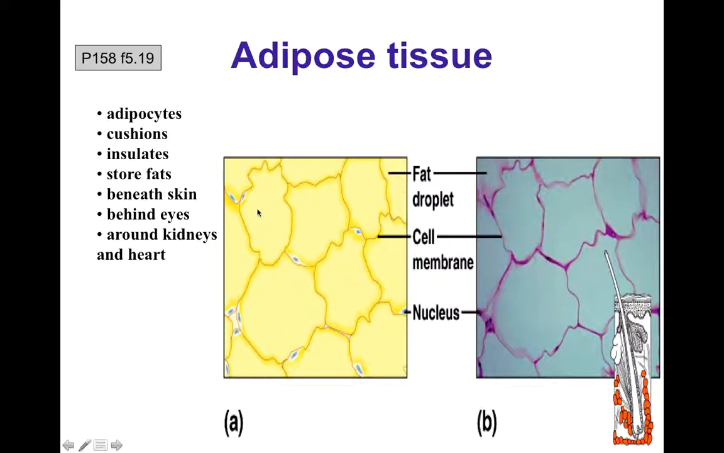Adipose tissue: the cells are called adipocytes, and adipose tissue is our fat cells, our fat tissue. It stores fats, and we have it in our skin and around some of our organs. Notice with the adipocytes that you don't see a lot of organelles. It's really just a storage cell. You can see the nuclei are pushed off to the side so you can store as much fat as possible.